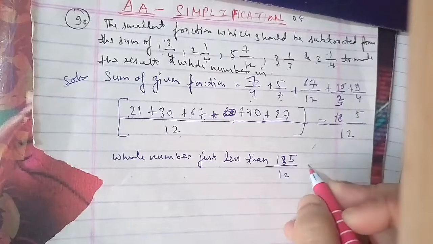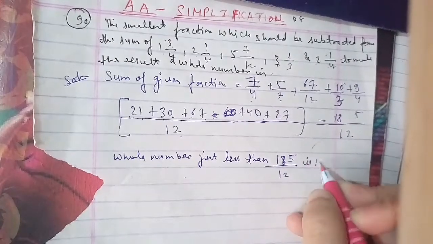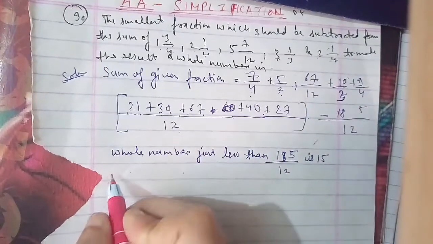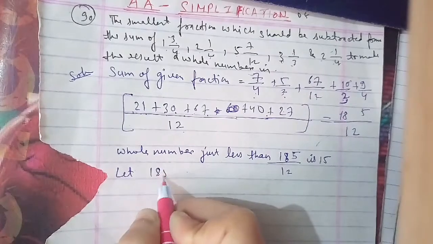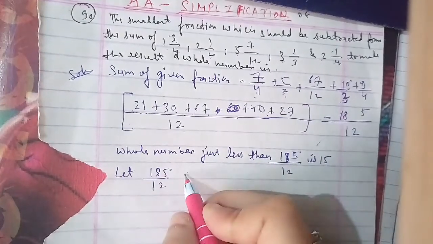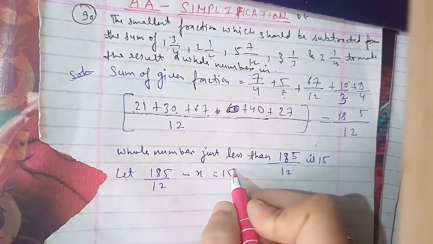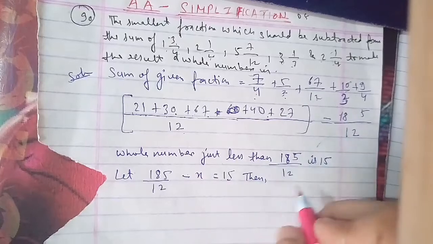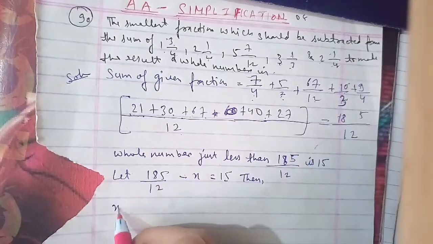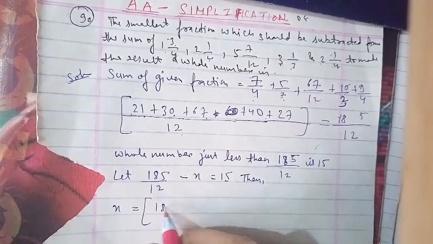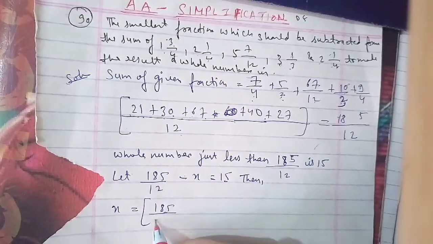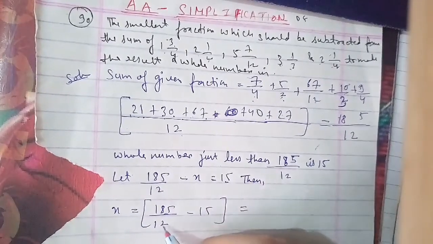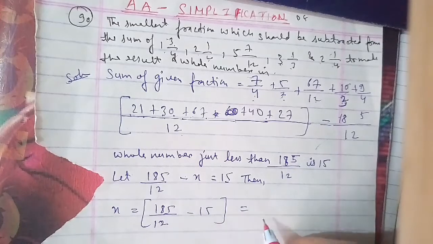Okay, so for that let 185 upon 12 minus x equals 15, then x equals 185 upon 12 minus 15, that is 12 here. That we have as 185, and it will be multiplied by 12, that will get 5. So 5 upon 12 will be the right answer for this question as well.